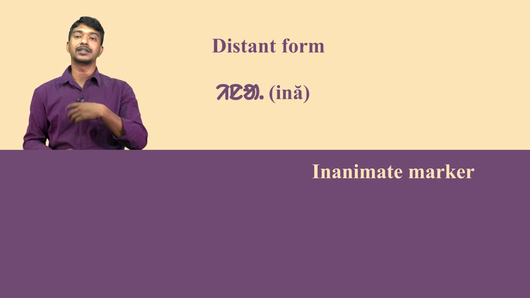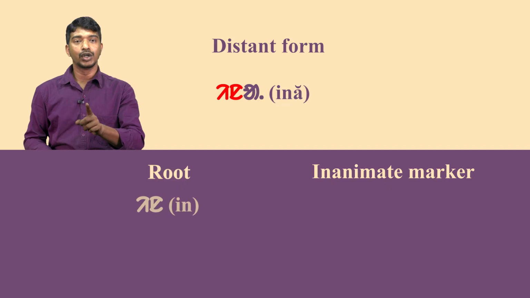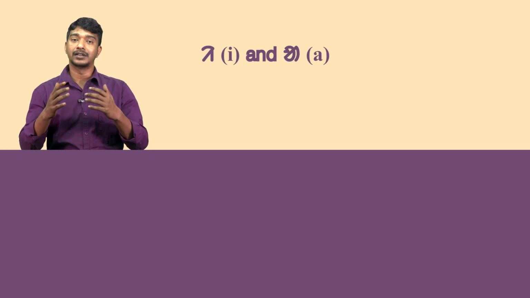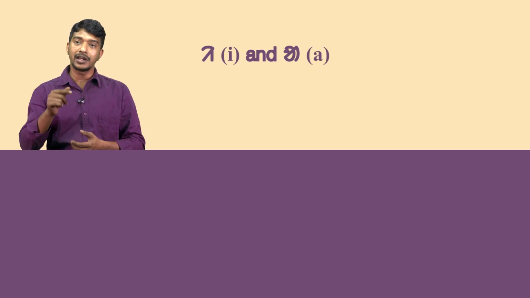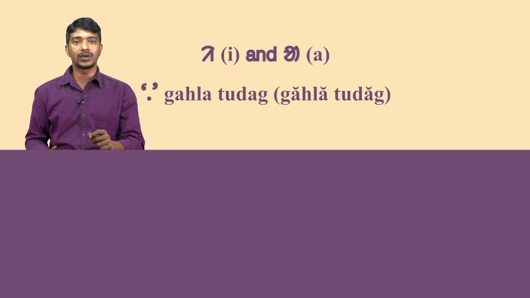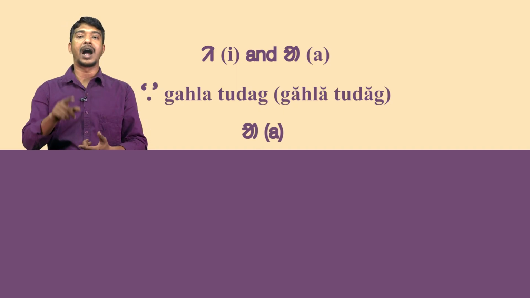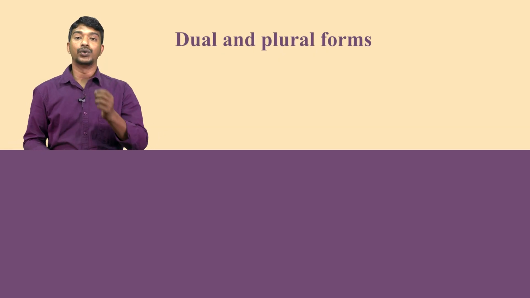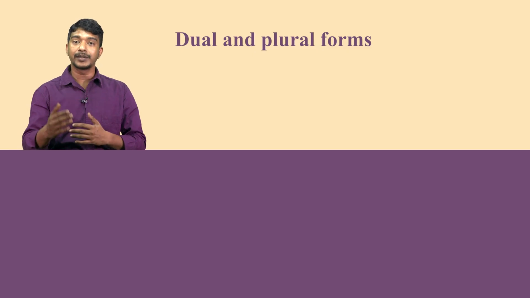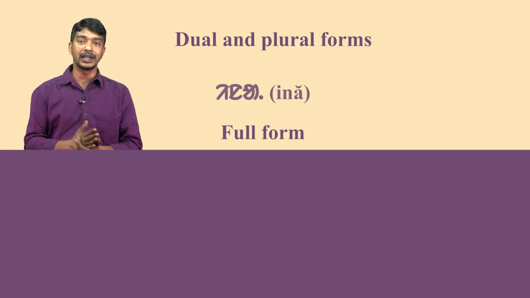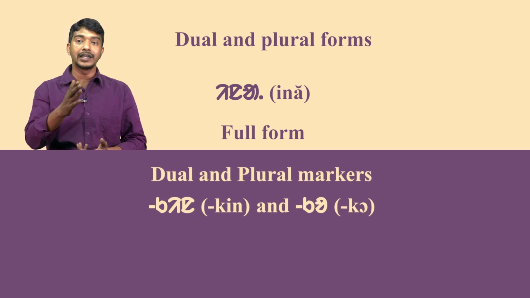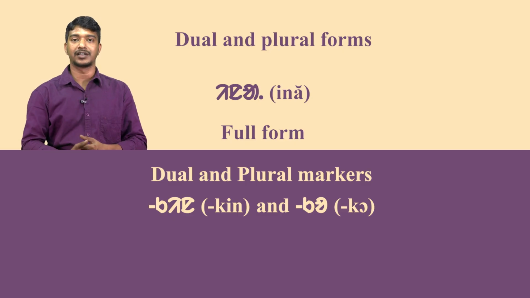The distant form ina of the inanimate is derived from the root in with the addition of a in the singular number. If there are e and a in a word, then a glottal stop is inserted to a to make the word ina. Similarly, dual and plural forms are derived from the full form ina with the addition of dual and plural markers kin and ko respectively.